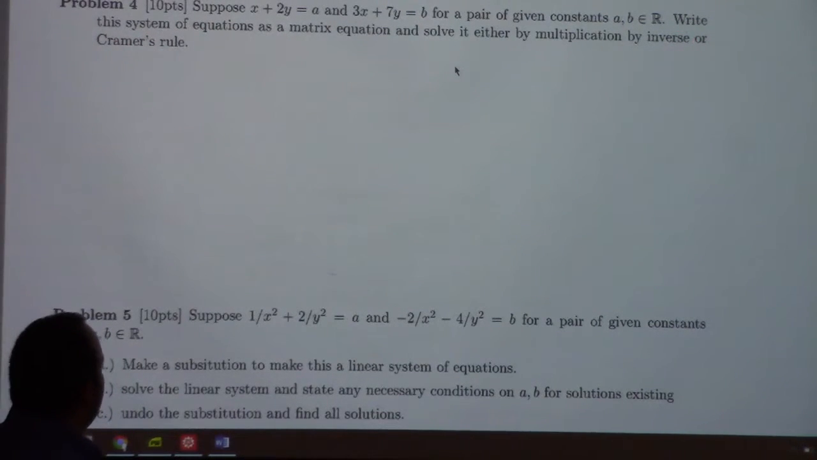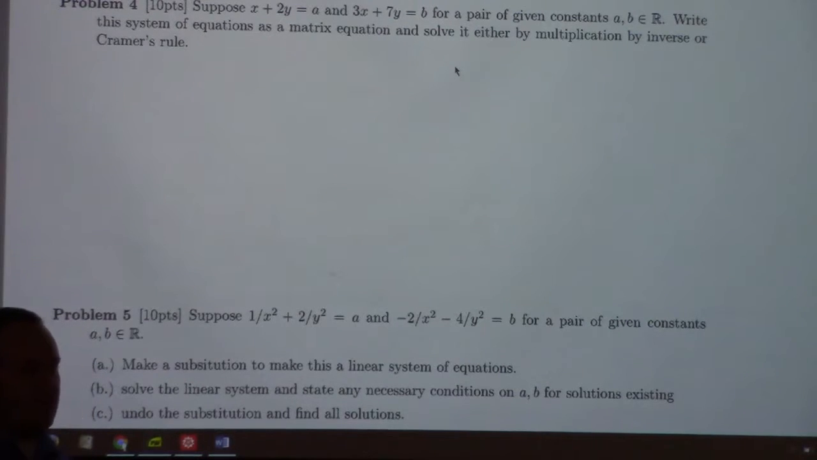Well, this would be an eminently fair question given the mission problem I just gave you, right? Ooh, look at this. We haven't had any of these, but these are well within your grasp. Suppose you have 1 over x squared plus 2 over y squared equals A, and minus 2 over x squared minus 4 over y squared equals B.